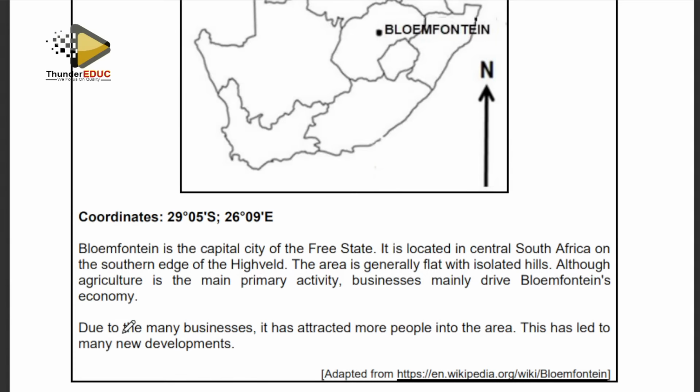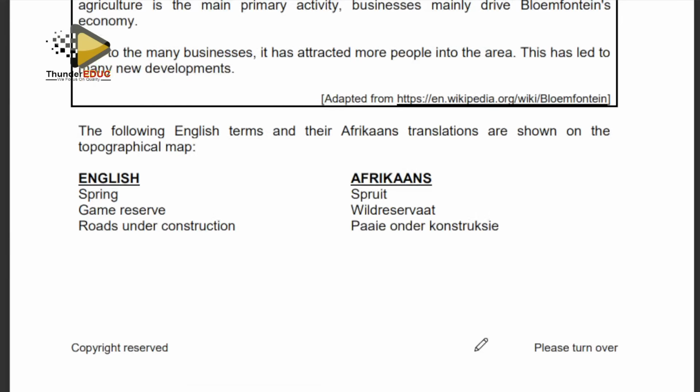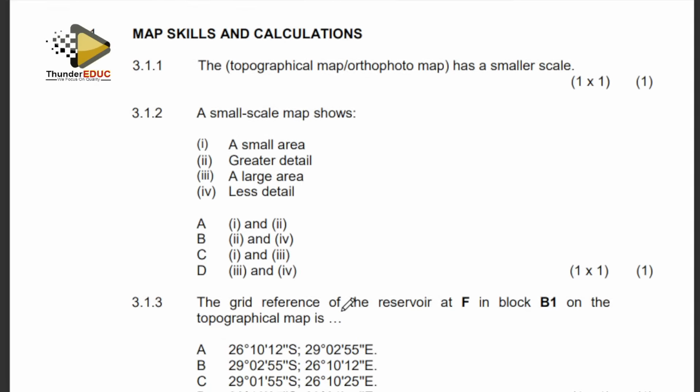Bloemfontein is the capital city of Free State. It is located in central South Africa on the southern edge of the Highveld. The area is generally flat with isolated hills. Although agriculture is the main primary activity, businesses mainly drive Bloemfontein's economy. Due to the many businesses, it has attracted many people into the area. This has led to many developments. Okay, those are the things we're supposed to read just for us to understand, because if you have a question that requires us to get that, then we can do it.